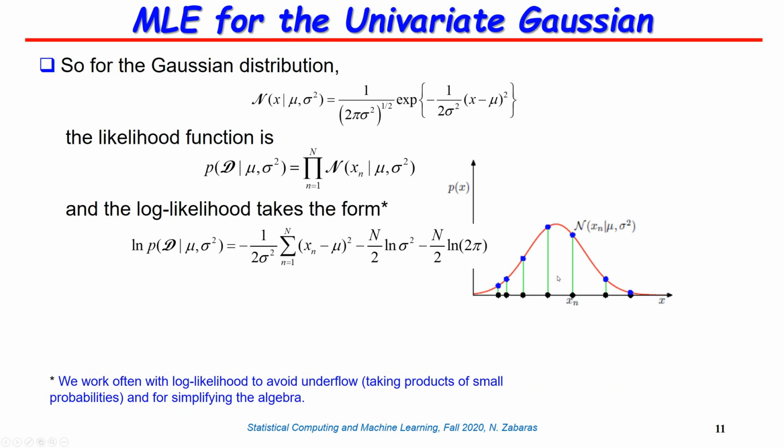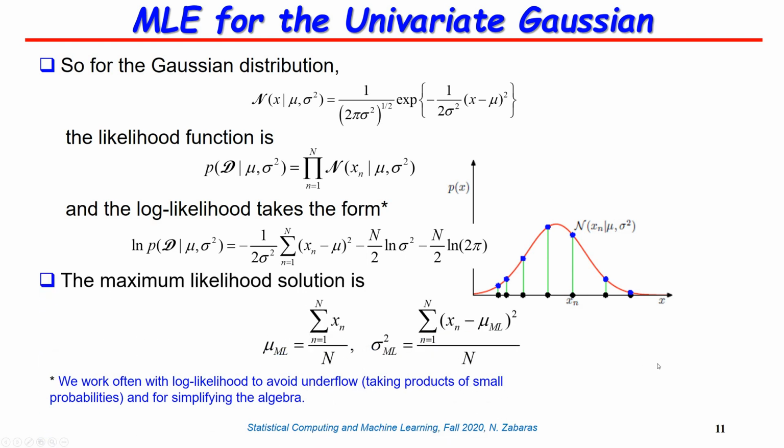Okay, so let me summarize again the same formulas. You can see here a schematic where, in my likelihood, each of these terms corresponds to the values of the Gaussian at these blue points. So you multiply all of those together. This is what gives you the likelihood. You see the log likelihood written here. And again, I remind you what the MLE estimates are for the mean and the variance.